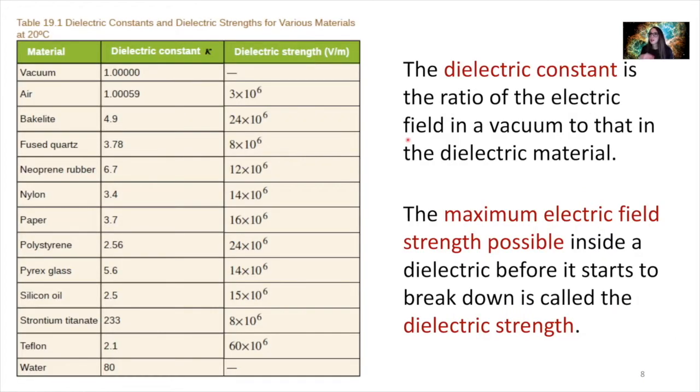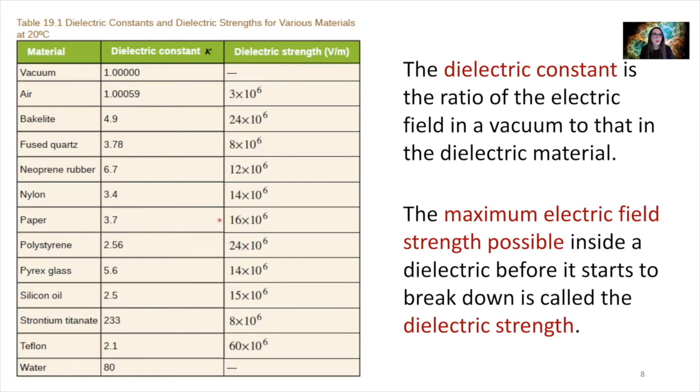The dielectric constant is the ratio of the electric field in a vacuum to that in the dielectric material. So this dielectric constant has to be determined experimentally. Here's a table that shows the dielectric constant for various materials at essentially room temperature, at 20 degrees Celsius here. The second column here shows what's called the dielectric strength. It has units of volts per meter, which is an electric field. This dielectric strength is the maximum electric field strength that's possible inside a dielectric before it starts to break down.